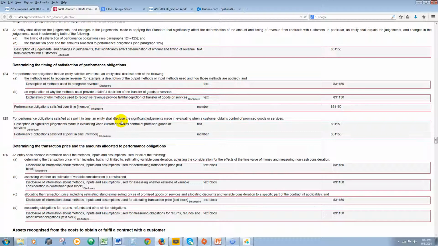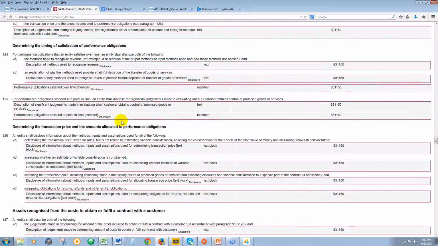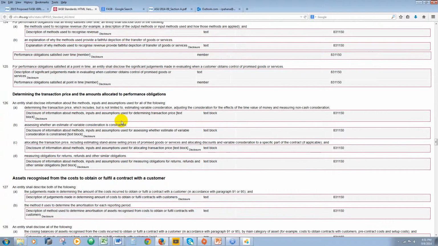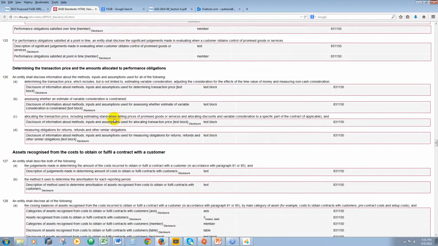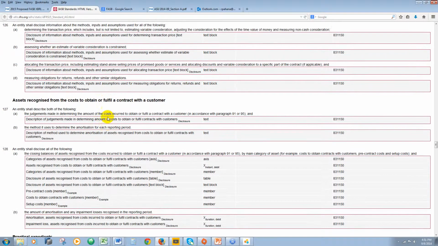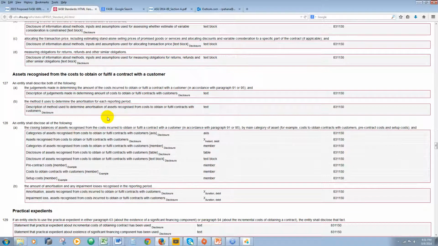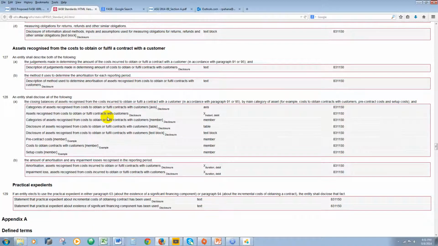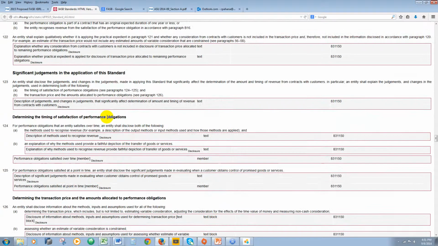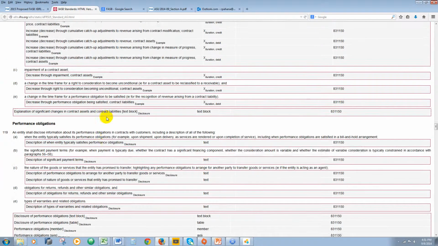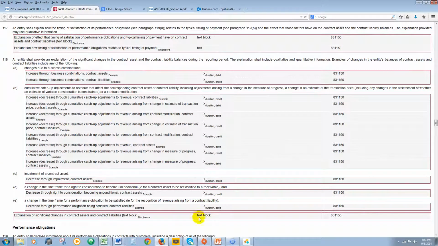And then these are all the elements for the other topics. For IFRS 15, determining the timing of satisfaction of the performance obligation, determining the transaction price and amounts allocated to performance obligation, assets recognized from the costs to obtain or fulfill a contract with a customer. And so these are all the elements included in the IFRS taxonomy 2014.